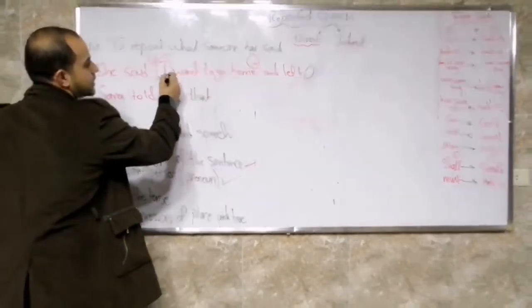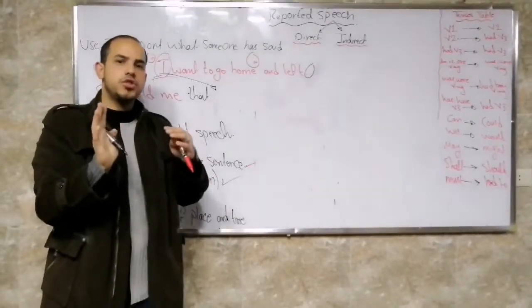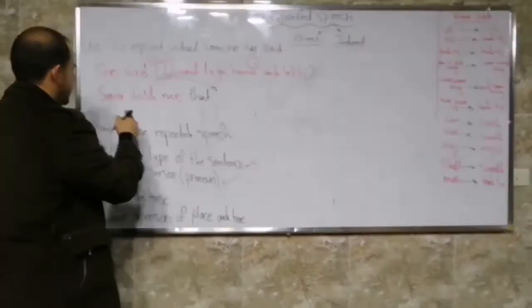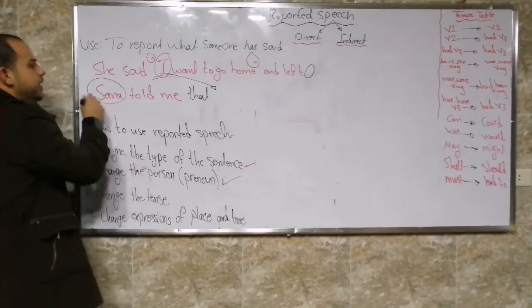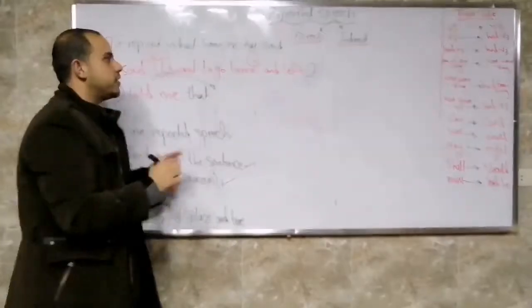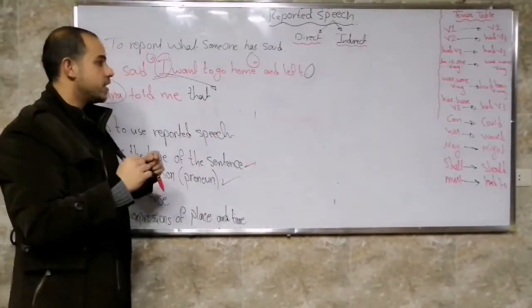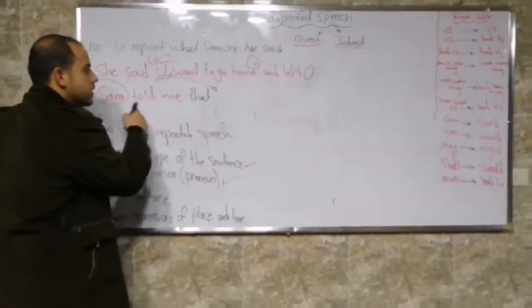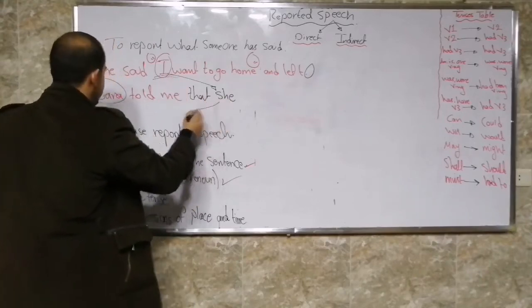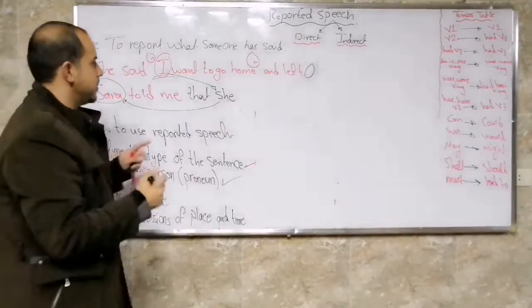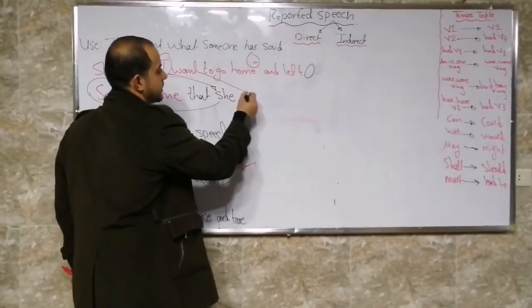Now this is the pronoun. The pronoun I changes to she or he. It depends on the speaker itself. Now, the speaker here is female, and that's why we use she. By the way, there is a table for pronouns that you can really memorize, and it will be given to you, inshallah. Sarah told me that she, because here the speaker is female.